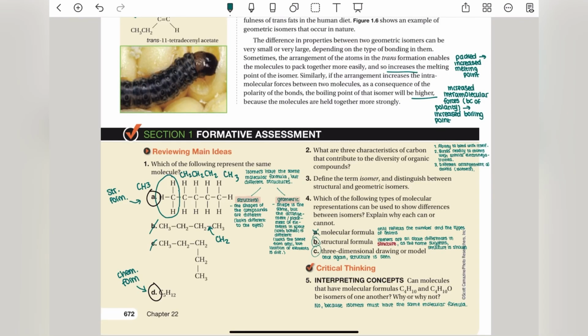So this is it for section 22.1. You learned everything you needed to know about the basics of organic compounds, and see you in 22.2 as we'll talk about hydrocarbons.